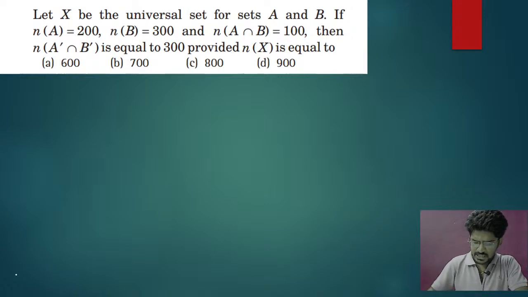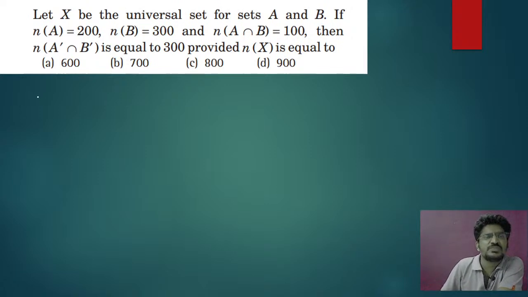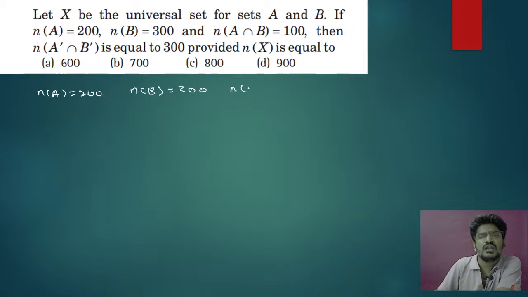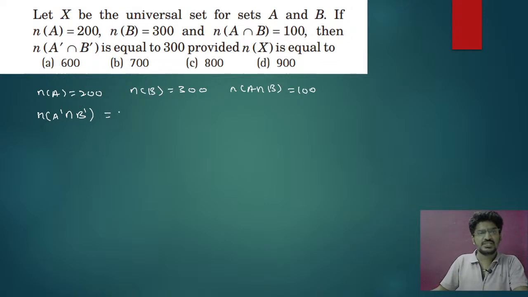Okay, how many of you got the answer? X is the universal set for the sets A and B. N of A is 200, N of B is 300, N of A intersection B is 100, then N of A complement intersection B complement is 300. Now they are asking N of X.